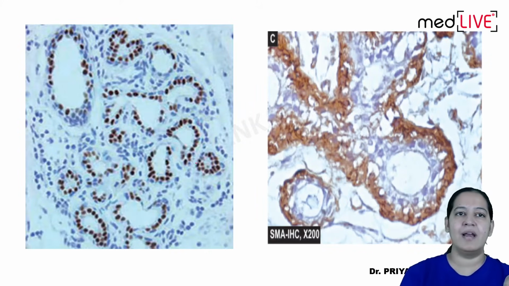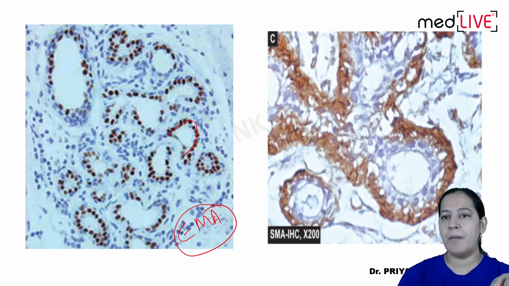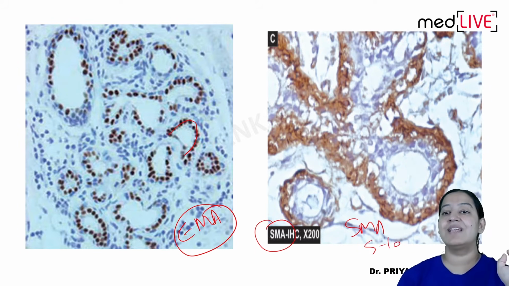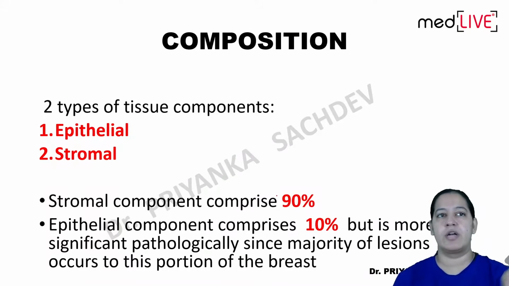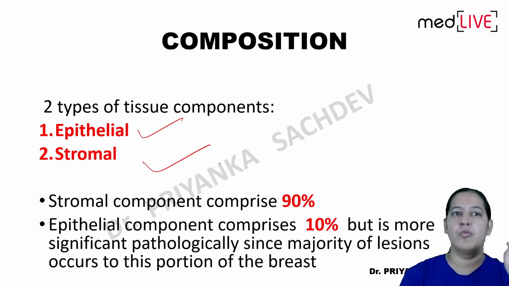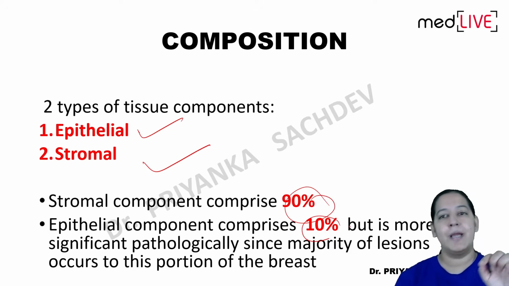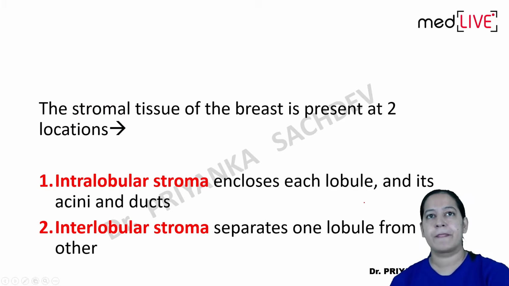So for the inner lining, the epithelial component, the marker is EMA. You can highlight it using EMA, and for the outer layer the marker is SMA or S100. These are the IHC markers which highlight particularly that layer. So that is bilayered, we got it. So epithelial component and stromal component. Stroma is 90%, epithelium is only 10%. Okay, so that is stroma.